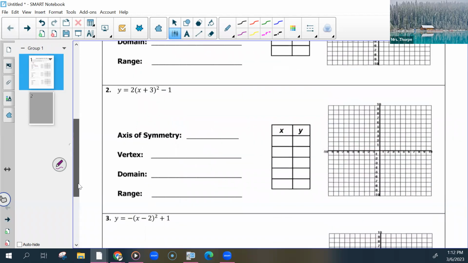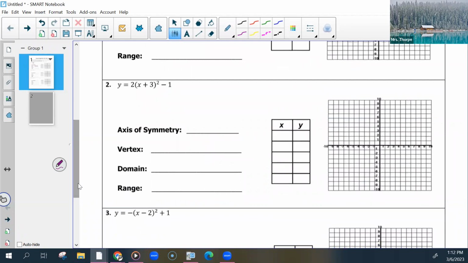So for number 2, what would your vertex be? -3, -1. So if you know how to find it, it's really easy. If you don't remember how to find it, that's when it becomes difficult. You could graph this and you would get the same vertex.